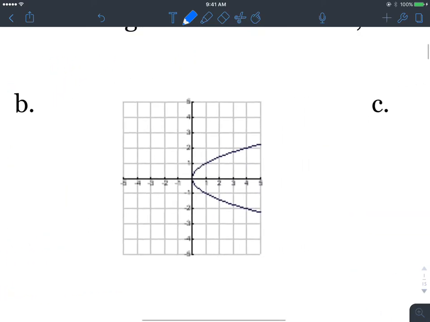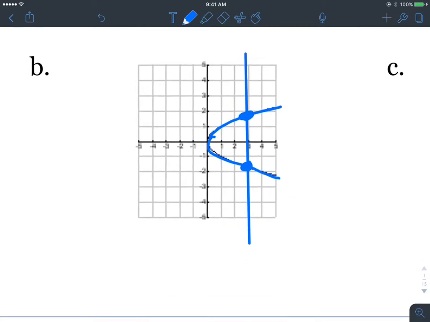Okay. Now this next one here, it's a sideways parabola. So I could draw a line here through 3 or something like that, and it crosses right there at 2 points. So this fails the vertical line test. So we say this is not a function.